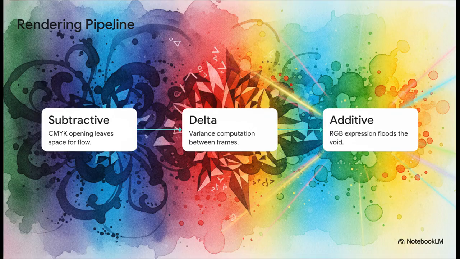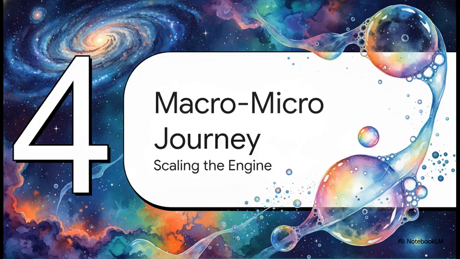And this creates a literal rendering pipeline right at the boundaries. First, a system absorbs what it can, doing a subtractive CMYK-style clearing of space. Then, the internal braids compute the exact difference, or the delta variance. Finally, the bubble floods the remaining void with an additive RGB-style outward expression. So the pipeline is simple. It absorbs, it computes the difference, and it literally floods the void. All right, Section 4. The macro-micro journey, from superfluid helium to black holes.